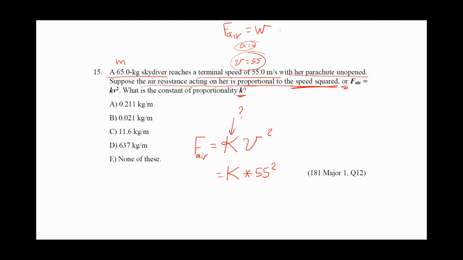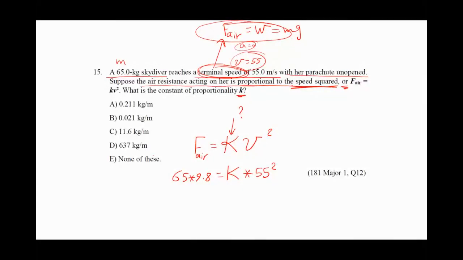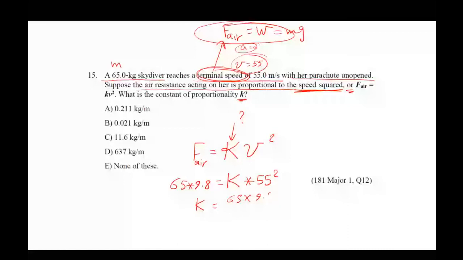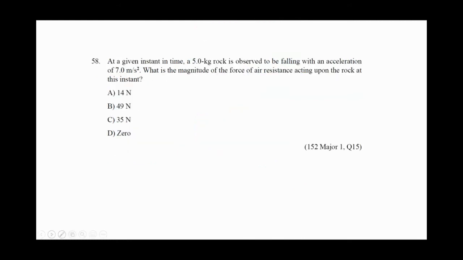It's equal at the beginning. That's right. So the air resistance equals the weight, which is mass times gravity. Mass is 65, gravity is 9.8. Because we are at the terminal speed, air resistance equals the weight. Now the only unknown is K, which equals 65 times 9.8 divided by 55 squared, giving you around 0.2, or 0.21. Okay? So the right answer is number 1.